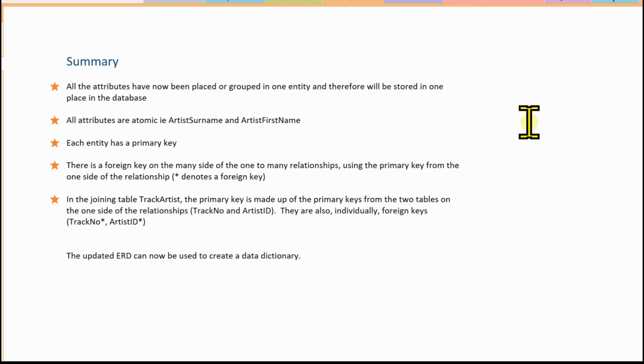Each entity's got a primary key. There's a foreign key on the many side of the one-to-many relationships, using the primary key from the one side of the relationship to form that relationship, and we use the asterisk to denote it's a foreign key. In that joining table, track artist, the primary key is made up of primary keys from the two tables on the one side of the relationships. So we've taken track number and artist ID. They are also individually foreign keys as well. So now we've got an updated ERD, we can now create a data dictionary.